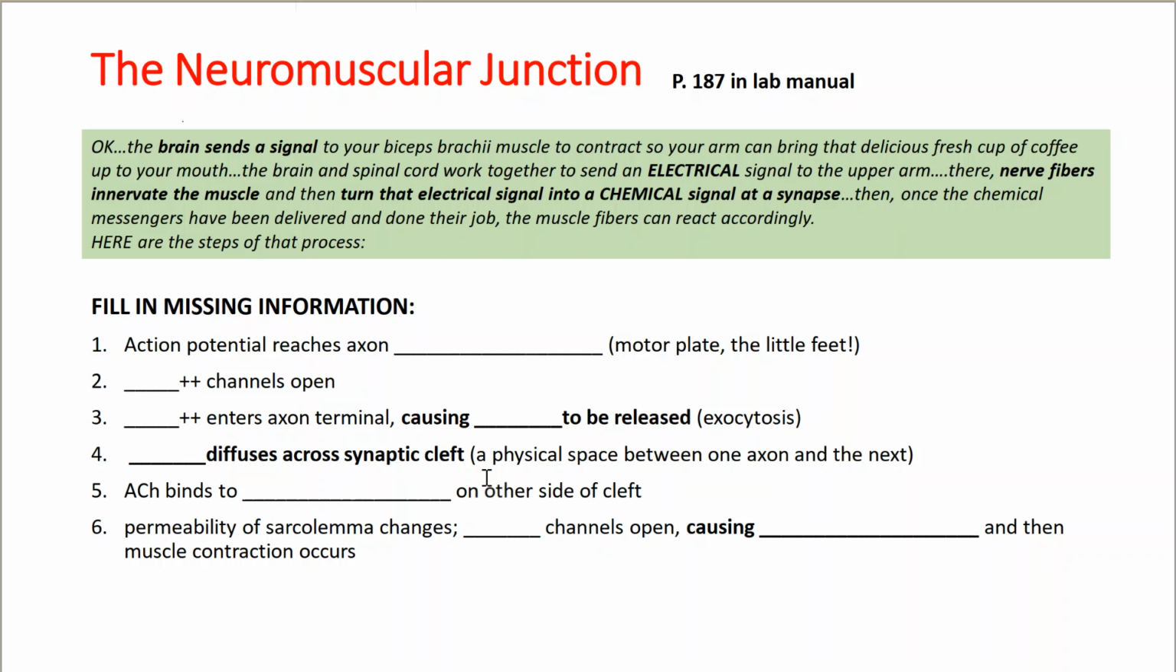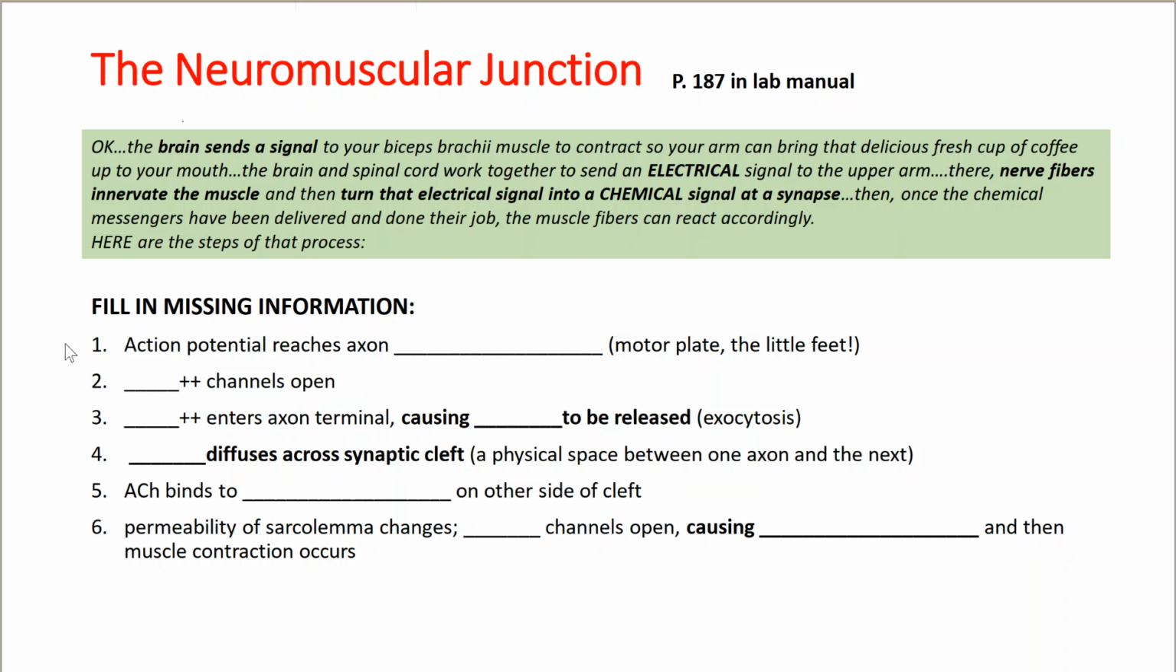And I have left out vocabulary because I want you to double check in your book, page 187 in your lab manual, to understand these steps. So your action potential reaches your axon blank. What is that name for the little feet of the motor plate? And remember, an action potential uses sodium and potassium, right?